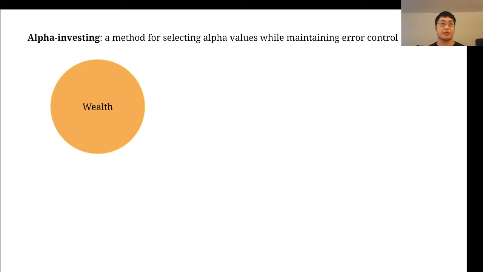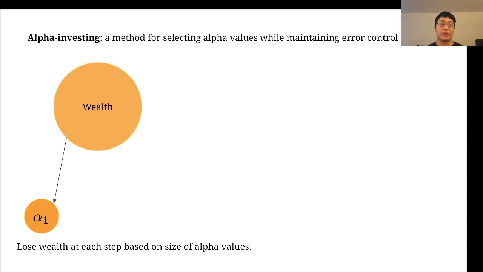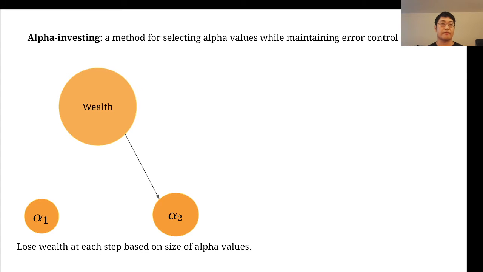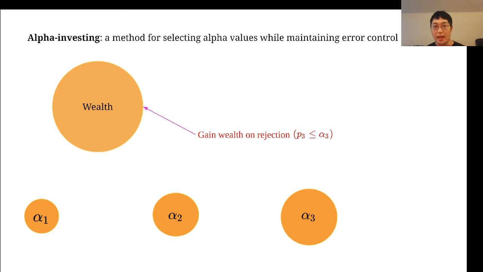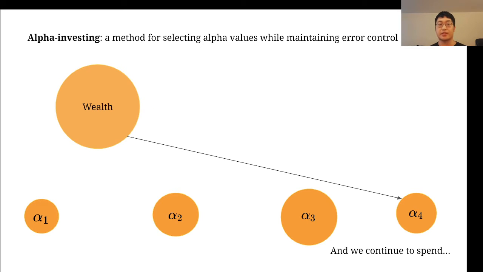To do this, we use this paradigm for designing algorithms for the online multiple testing problem called alpha investing. So we start with some wealth. Each algorithm starts with some wealth. And whenever it outputs an alpha value, it spends wealth to output that alpha value. And it gains wealth when we actually make a rejection, and this just continues onwards.